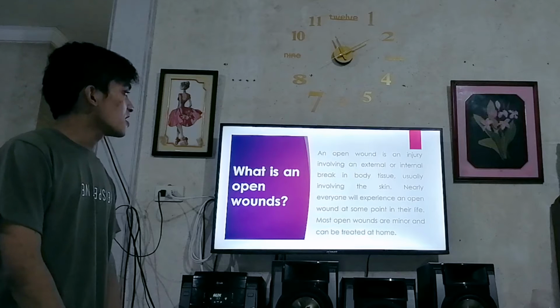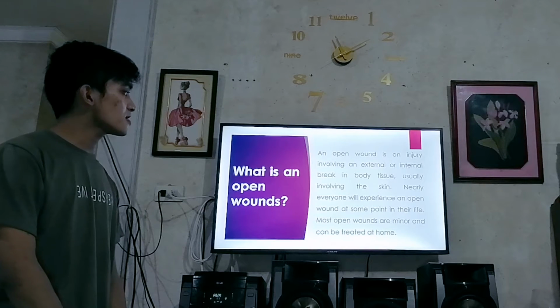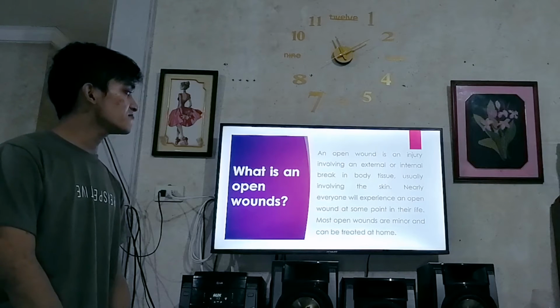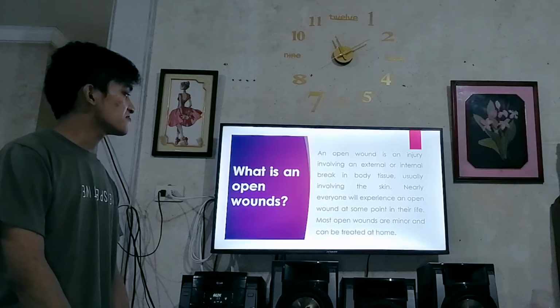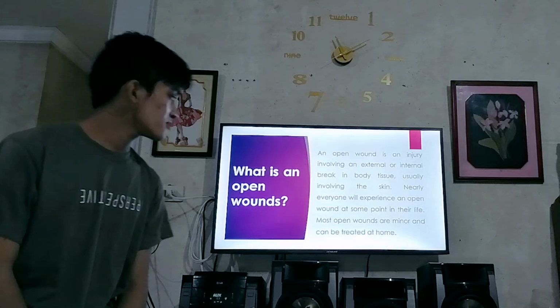What is an open wound? An open wound is an injury involving an external or internal break in body tissue, usually involving the skin. Nearly everyone will experience an open wound at some point in their life. Most open wounds are minor and can be treated at home.